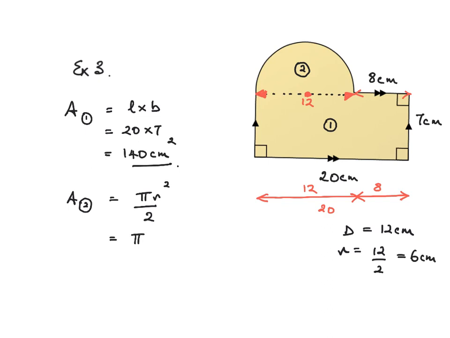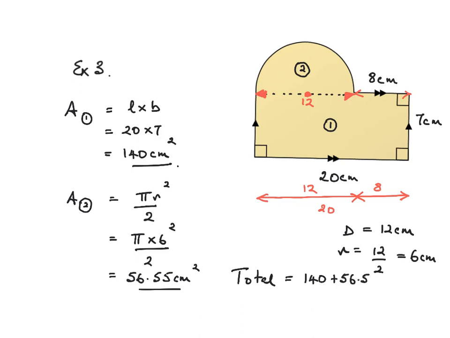So it's pi times 6 squared over 2. That gives us 56.55 centimetres squared. And the total area then is 140 plus 56.55. That gives us 196.55 centimetres squared.